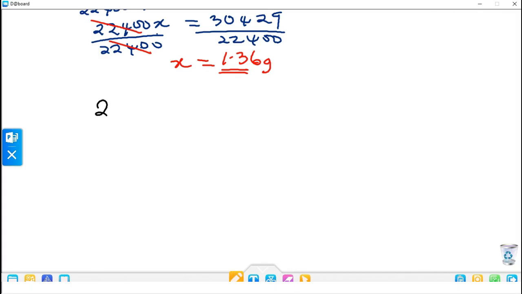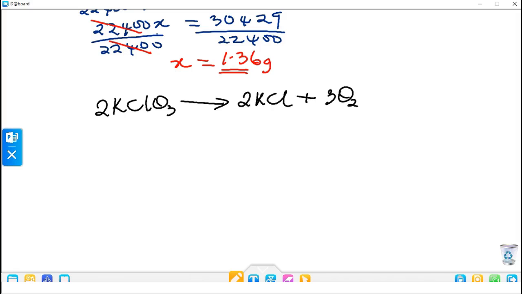So we have 2 potassium chlorate decomposed to give us 2 potassium chloride plus 3 oxygen gas. Now, it is clear that we are interested in 2 species, which are potassium chlorate and oxygen.